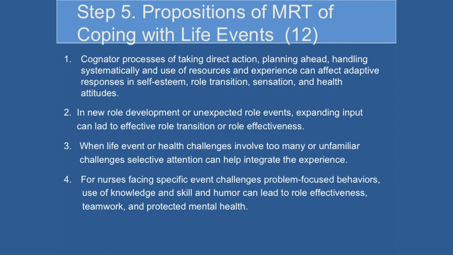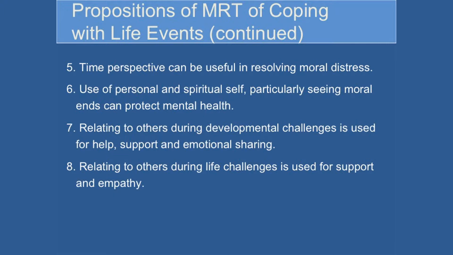The second proposition notes that in new role development or unexpected role events, expanding input can lead to effective role transition or role effectiveness. So you see the other propositions then also relate the concepts from the first column, the processes in the middle column, with the outcomes in the last column. So you can read through a few of these and see that, again, the processes in particular are affecting the outcomes.